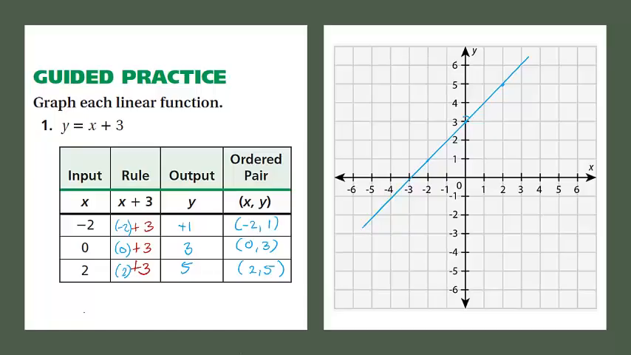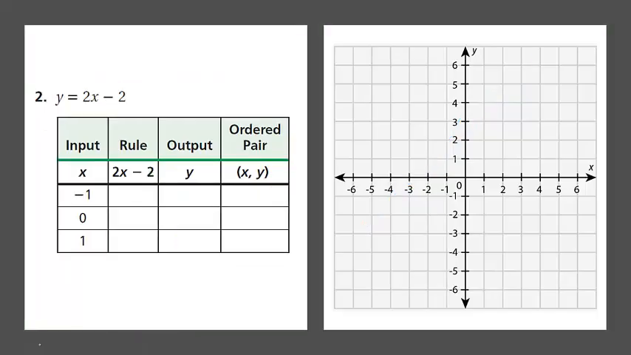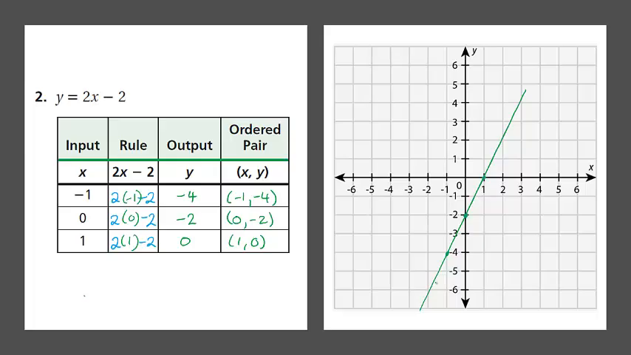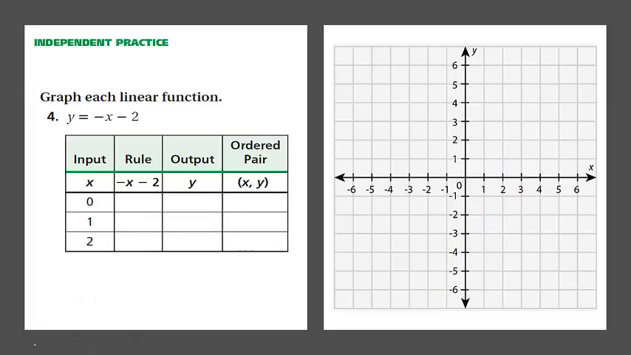Notice that our y-intercept, where your graph cuts the y-axis, is when y equals 3, and our x-intercept is almost when y equals negative 3. Y equals 2x minus 2. This is your answer for equation number 2, 2x minus 2. This is your x-intercept, which is when x is 1, and your y-intercept is when y is minus 2. Y equals negative x, negative 2.